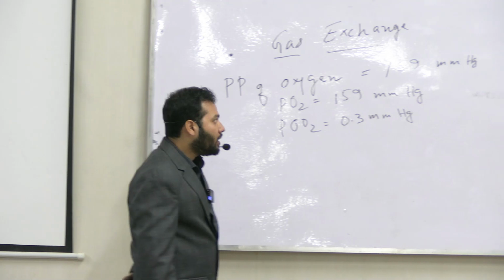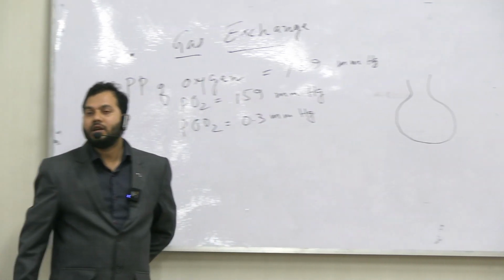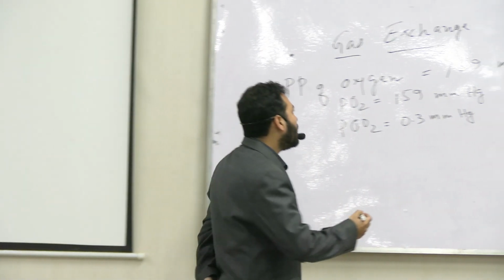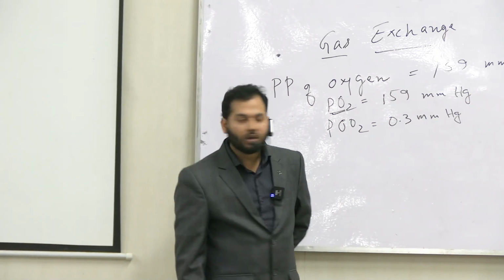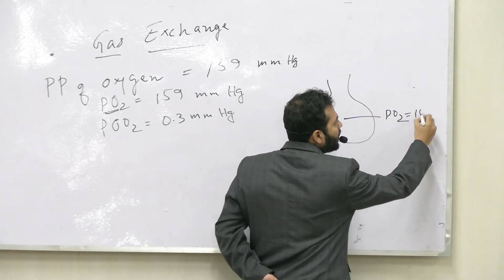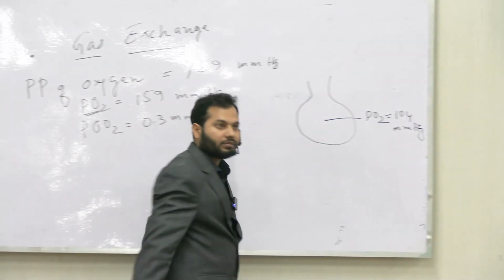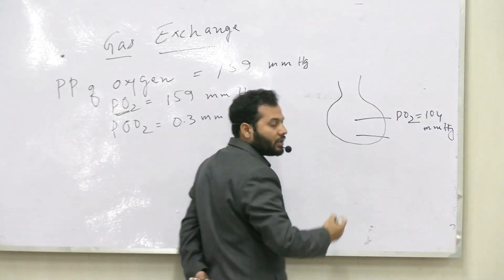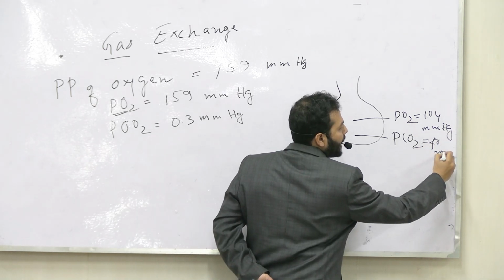Here, if you see the pressure in the lung alveoli, it is a little less than the PO2 in the atmosphere. So what is the partial pressure of oxygen in lung alveoli? It is around 104 mmHg. Whereas in lung alveoli, the partial pressure of carbon dioxide is around 40 mmHg.